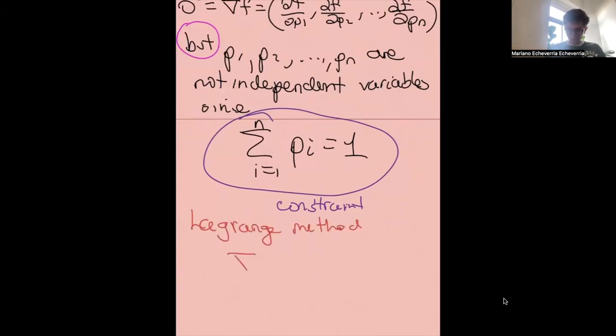In the Lagrange method, we didn't ask for the gradient to vanish. What was the condition? Instead of the gradient vanishing, what did the gradient have to be? I don't know how long ago you took Calc 3. So, lambda times the gradient of G. Right, it had to be lambda times the gradient of G. You can call G the function giving you the constraint. Perfect.